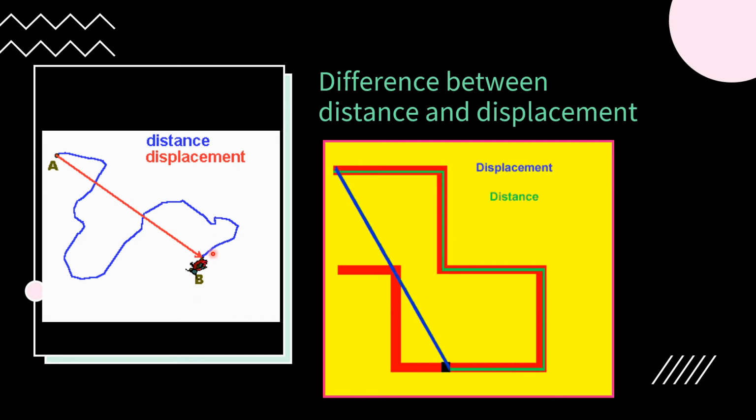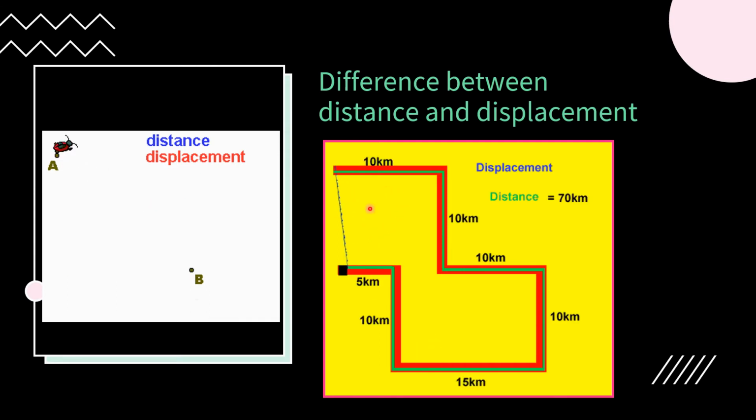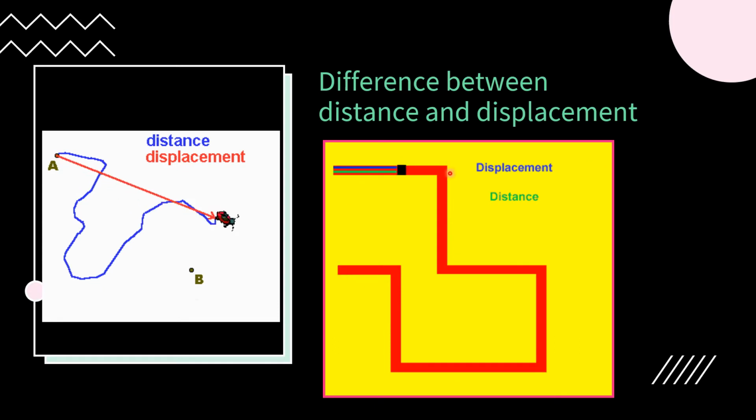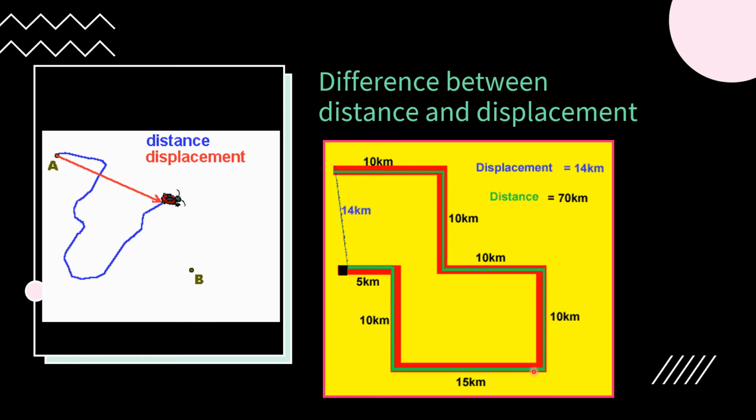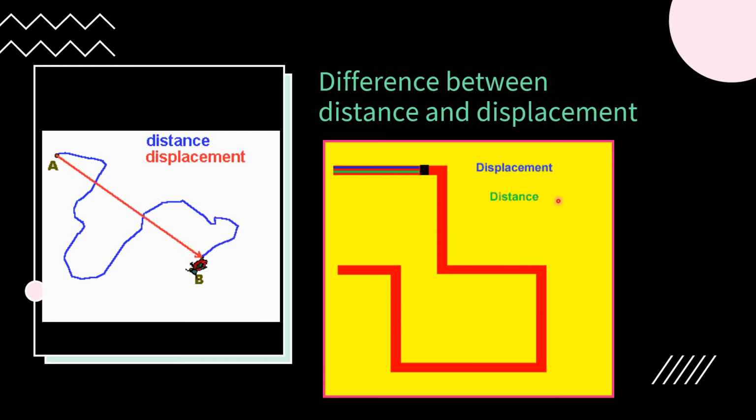Let us see one more example. The same way you can see an object is starting from a point on a road here and it is traveling along the road. You can follow the green line, which is the distance, and the blue line, which is the displacement. By taking the path, you can see the total distance traveled by the object is about 70 kilometers.